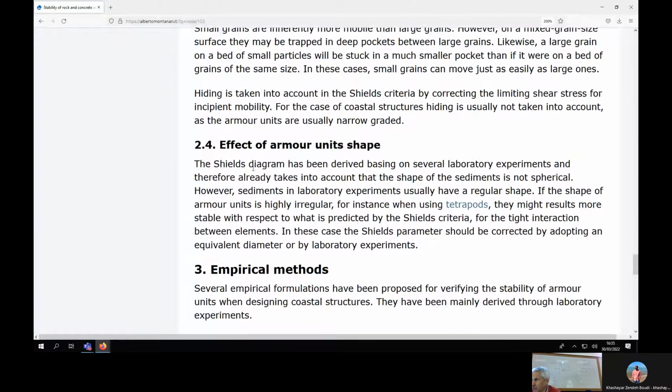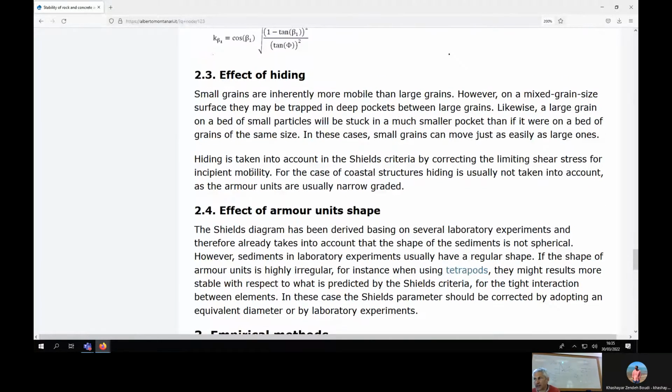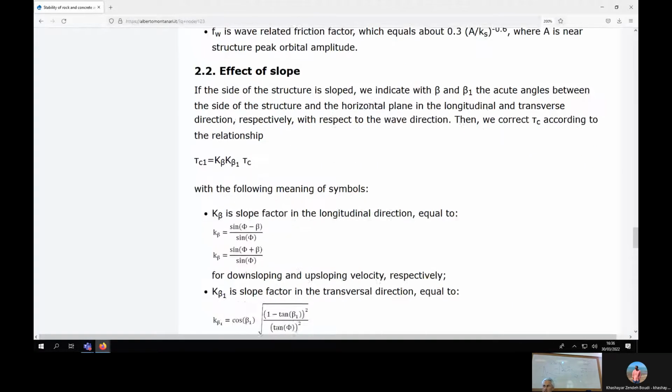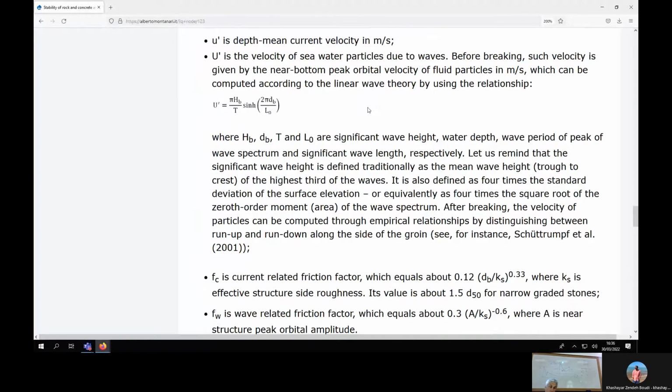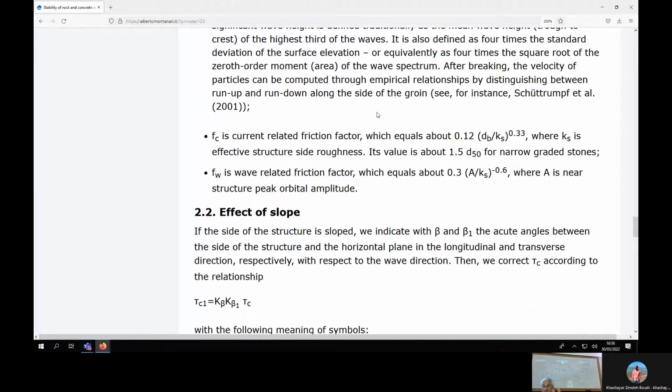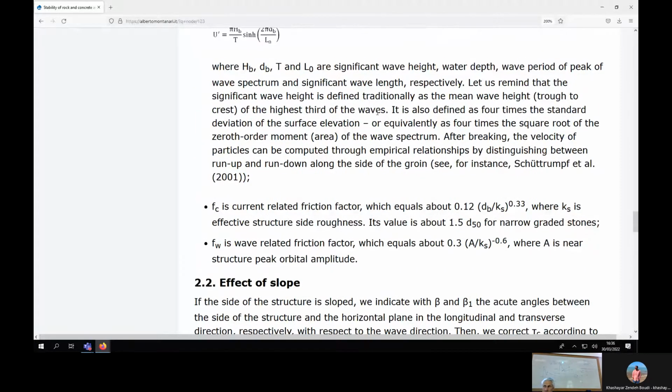Okay, now why I think the Shields method is interesting. First of all, it is used. There is a reference here to Van Rijn, from where I took these notes. And I think it is useful because the physical basis is really important. It is a method that allows you to better understand how the whole process works.